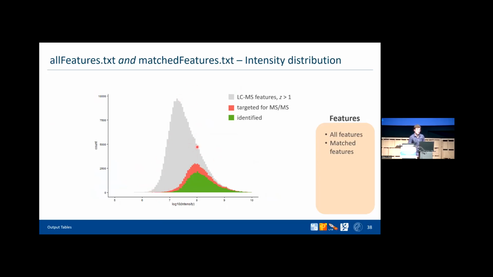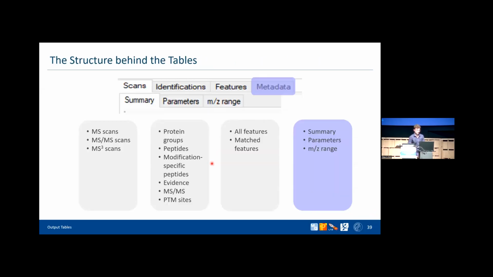Gray is all the features that did not contribute to any peptide identification. Red are the ones that were then targeted for a second MS, and green is the one where actually something was identified. Of course, you want this to be more or less the same. So you can check different parameters, like different settings of your machine and so on, and then check how this affected these kinds of plots, and find out what is optimal, for example.